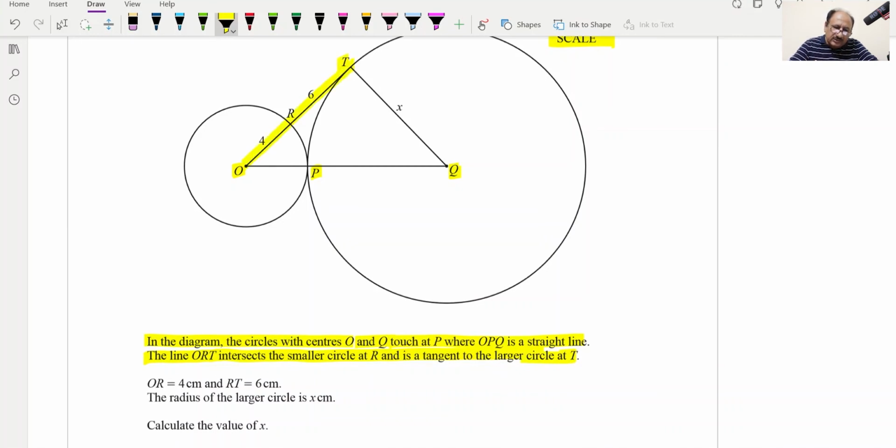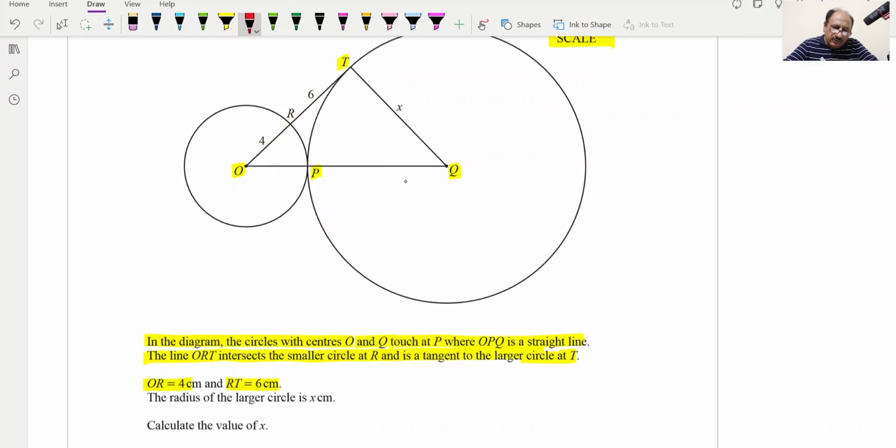This line is the tangent line, and this is a radius. So tangent and radius are, we know, at 90 degrees. So OR is equal to 4. This length is 4 and RT is 6, so this line is 6. So the total length will be how much?